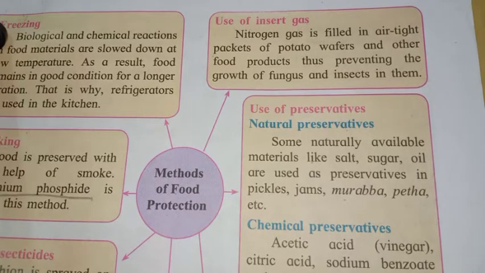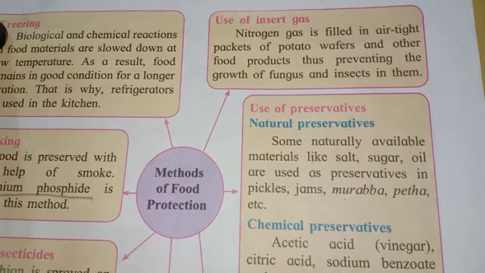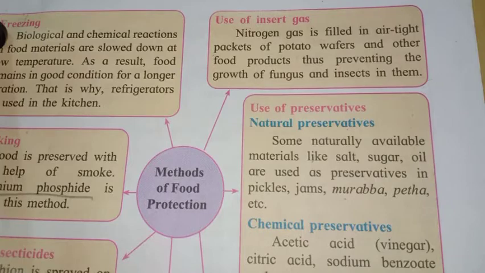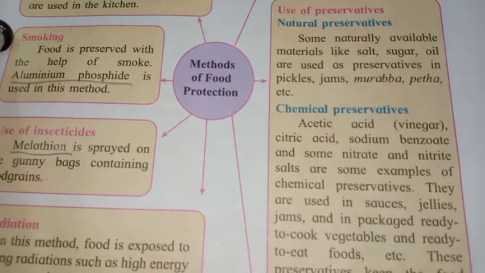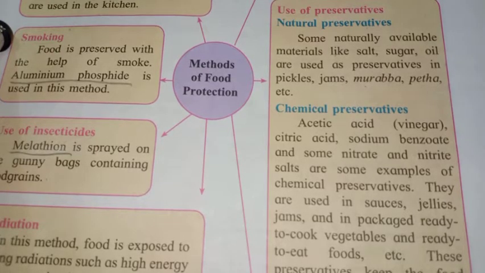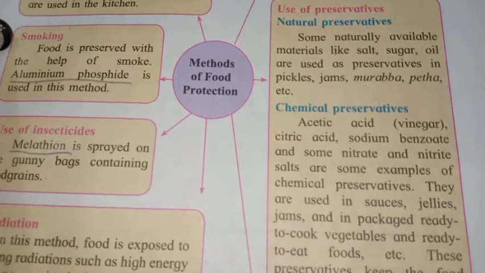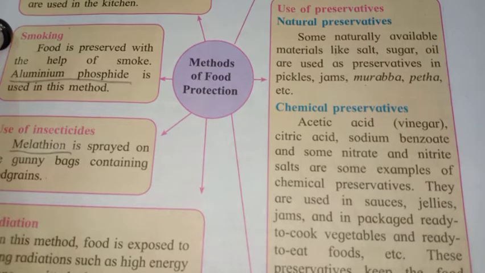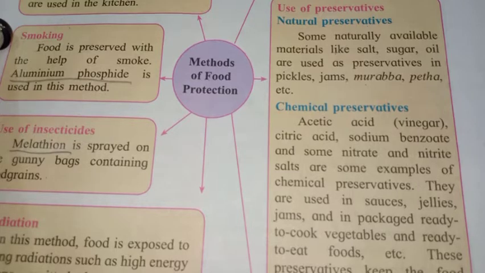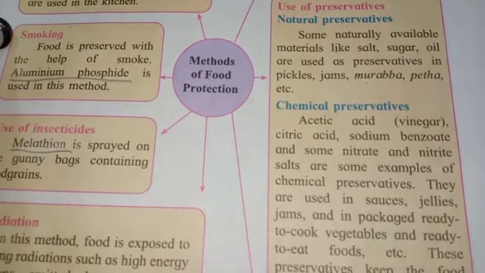Next point is use of preservatives. See, there are two types of preservatives. One is natural preservatives and the second is chemical preservatives. Natural preservatives, as I told you, are salt, sugar, and oil. These are the examples of natural preservatives which are used in jams, murambas and pickles. Correct? Then next is chemical preservatives.